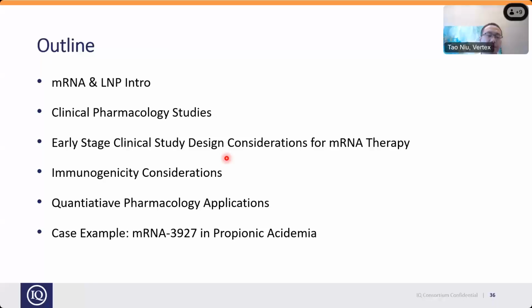Here is the outline. So I'm going to give a quick mRNA and LNP intro, followed by clinical pharmacology studies typically required for this particular modality, and then early stage clinical study design considerations for this type of modality, and briefly immunogenicity considerations afterwards, and lastly, quantitative pharmacology applications, together with a case example, mRNA-3927 in propionic acidemia, that's going to be covered by Ming from Moderna.